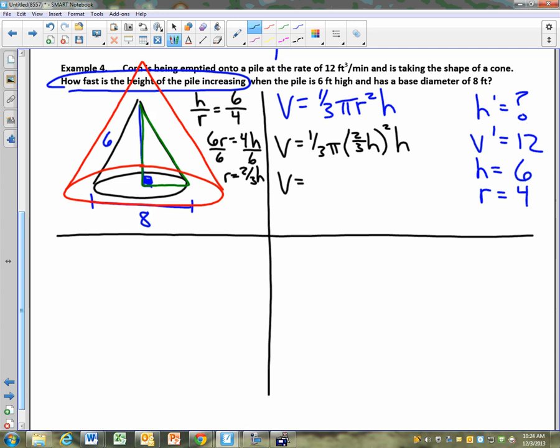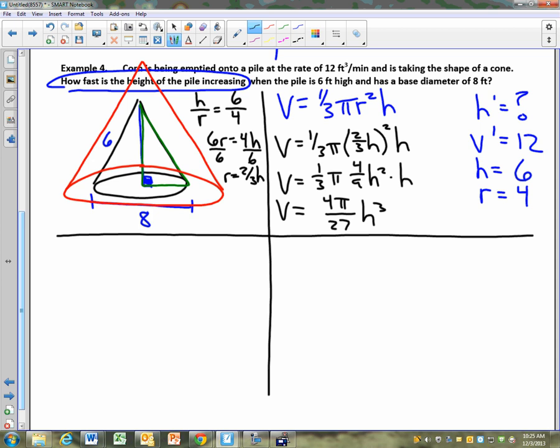Okay, now we've just got a little algebra. We've got 1/3 pi. What's 2/3 h squared? 4/9 h squared times h. Well, I could simplify that. The volume is equal to 4 pi over 27 h to the third. I haven't taken the derivative yet. All I'm doing is creating a function of the volume in terms of h as opposed to r and h.